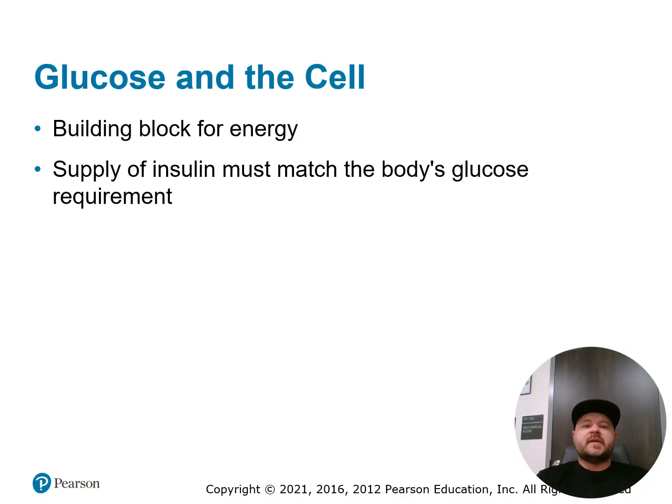So glucose in the cell. Glucose is the building block for energy. The supply of insulin must match the body's glucose requirement to maintain an appropriate blood glucose level. The insulin will reduce the body's glucose level when it gets too high.